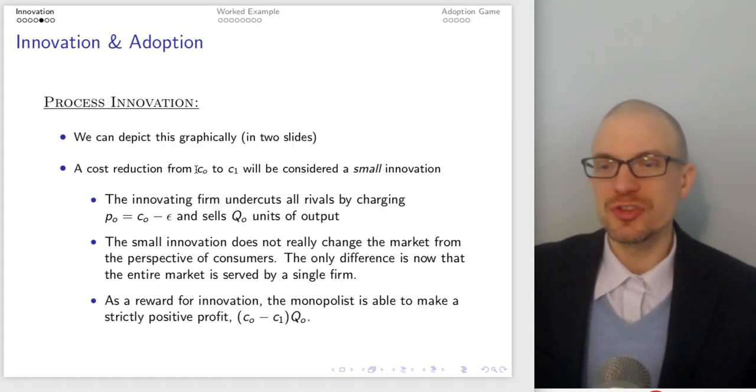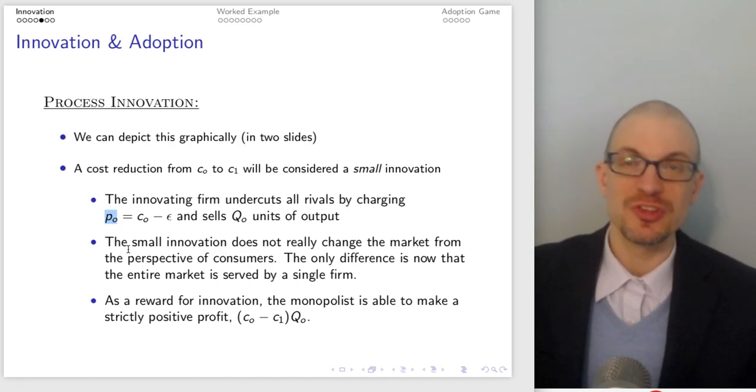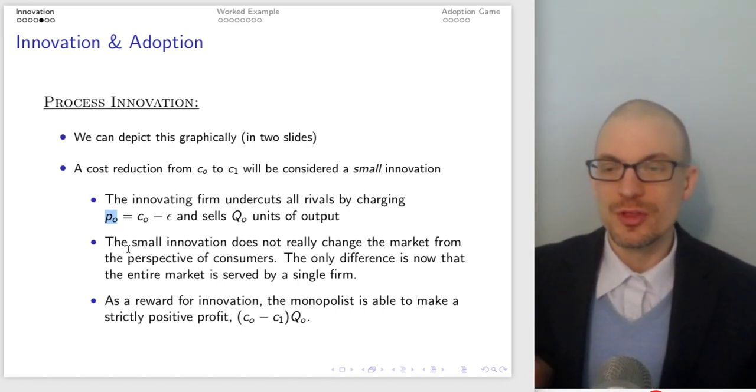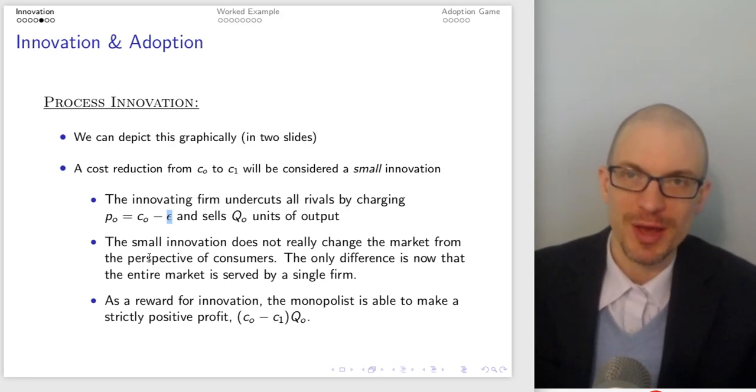So the cost reduction from C0 to C1 is a small innovation. Why? Because the monopoly price is going to be higher than C0. So what the innovating firm is going to be relegated to doing is setting a price that's essentially the original price. They're going to undercut by some small epsilon. Epsilon we mean as small and positive.